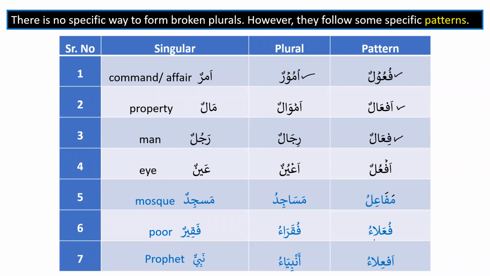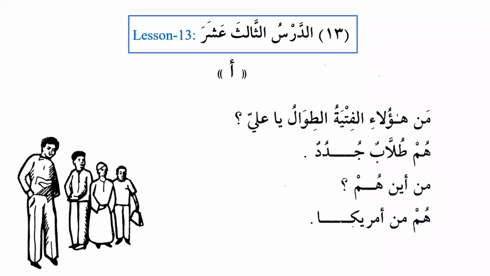Then we have faqirun, poor, and the plural is on the pattern of fu'ala'u, and then it is fuqara'u. And then we have nabiyun, and nabiyun is on the pattern of af'ila'u, and the plural will be anbiya'u. So fu'ala'u, af'ila'u, and similarly mafa'ilu and mafa'ilu, they are mamnu min as-sarf. Now, inshallah, with the passage of time, when the vocabulary increases, we will learn how to make the plural. And if we know the pattern, then based on the pattern, it will be very easy for us to make the plural.